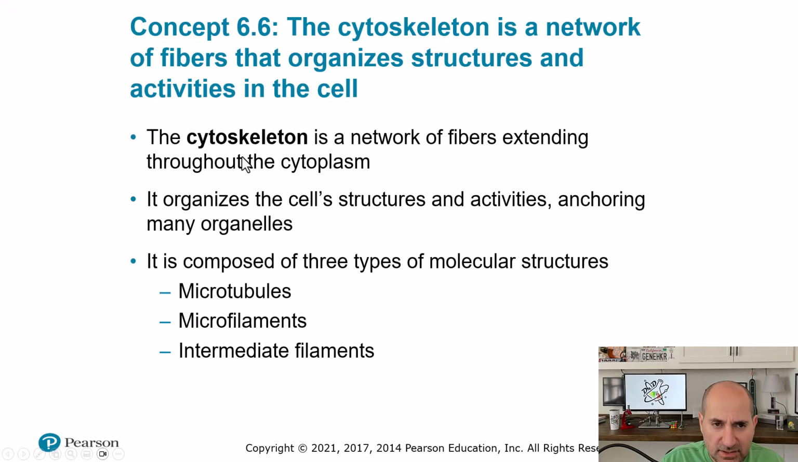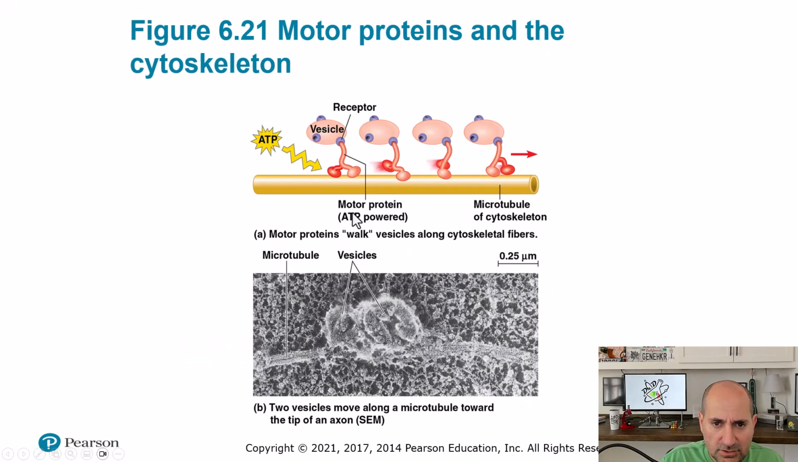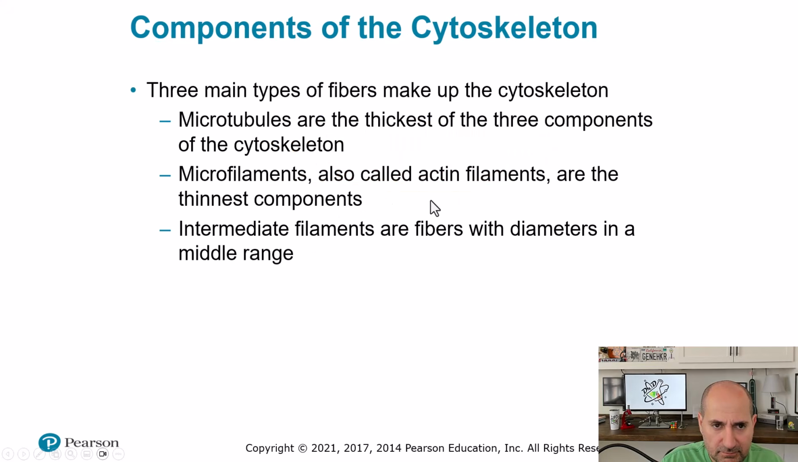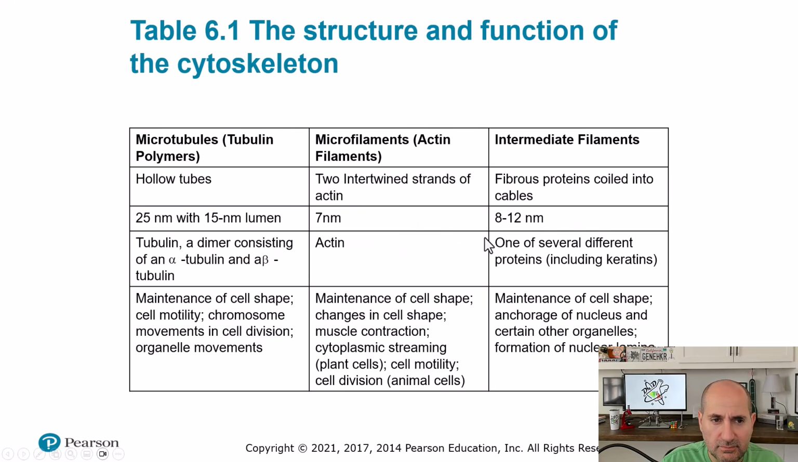All right. Next thing, we learned about the cytoskeleton. You should know of the different fibers of the cytoskeleton: microtubules, microfilaments, intermediate filaments. You should know that microtubules serve as monorails for vesicular transport, for these vesicles to move along. Microtubules are the thickest of the three components. Microfilaments are the thinnest, and they're made up of actin proteins. And the intermediate filaments are in between in diameter.